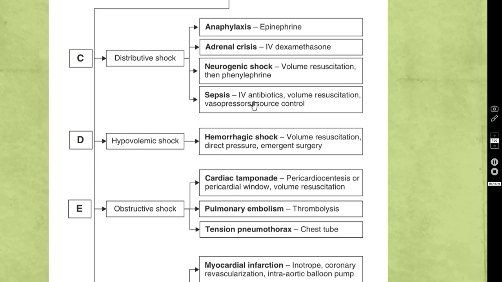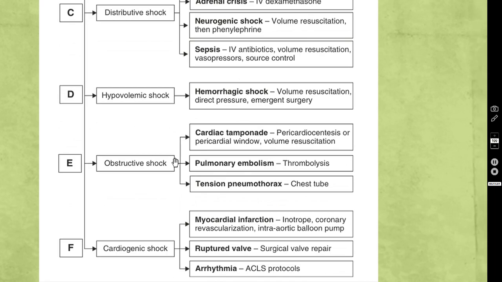If it is a diabetic gangrene, you have to do an amputation. If it is an abscess, that is the source of infection, then you have to drain that abscess. If it is hypovolemic shock, that is the hemorrhagic shock, volume resuscitation, you have to control the bleeding by direct pressure, and even emergency surgery you can do to control the bleeding. If it is obstructive shock, if it is cardiac tamponade, do pericardiocentesis or pericardial window and do volume resuscitation also.